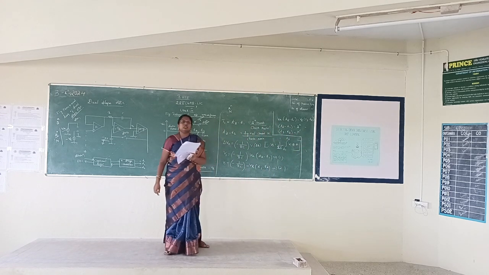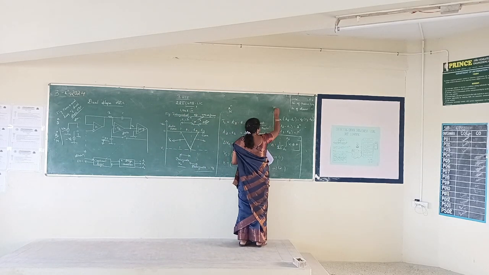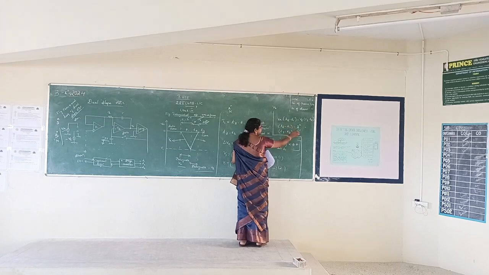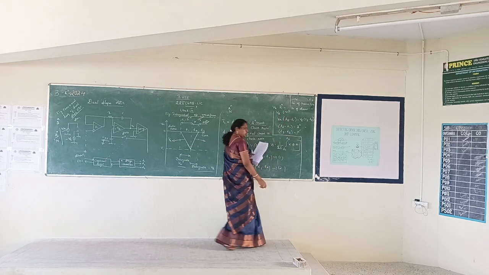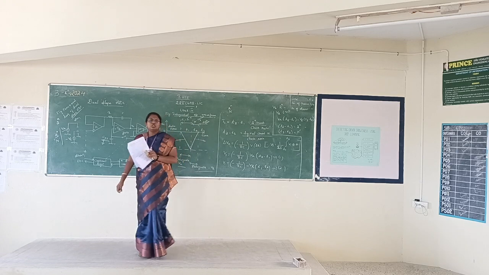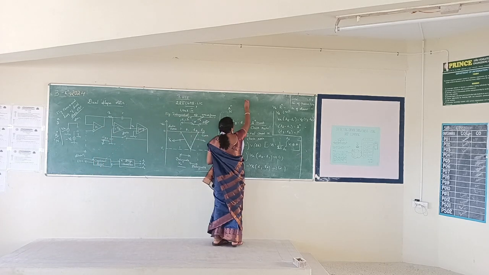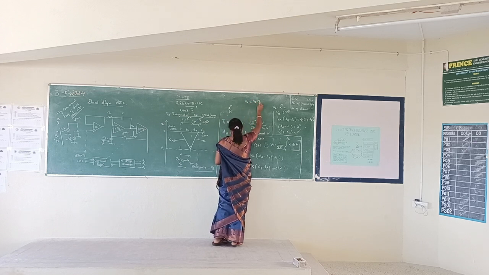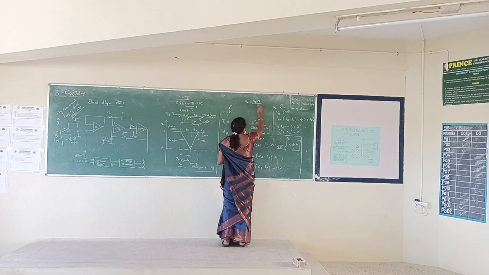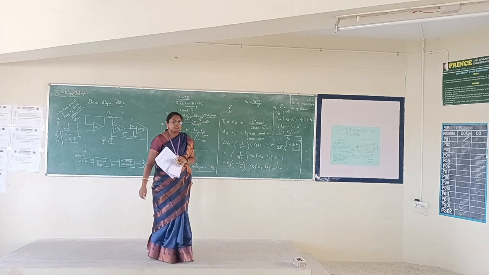So what is the equation? VA into, instead of T2 minus T1 substitute 2 power n, right? So VA into 2 power n is equal to VR into capital N. So what is the answer? From this, what's VA? VA is equal to VR into N by 2 power n, right?